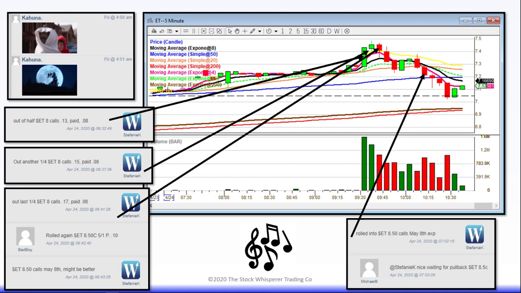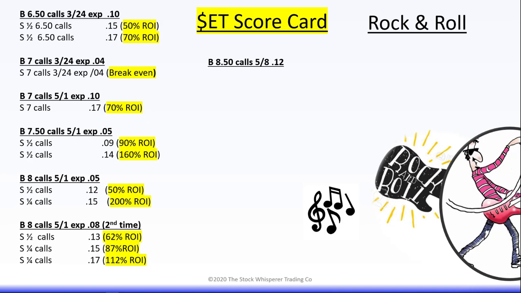But you can see I kept rolling into the 850 calls, which I am currently in. Now I know many of you are probably really busy watching all these trades, so I created a scorecard for you. Ta-da! These are all the trades that I took using options off that massive print. Made 50% ROI, 70% break even, 70% ROI, 90%, 160, 50, 200, 62, 87, 112. And I'm in the 850 calls.